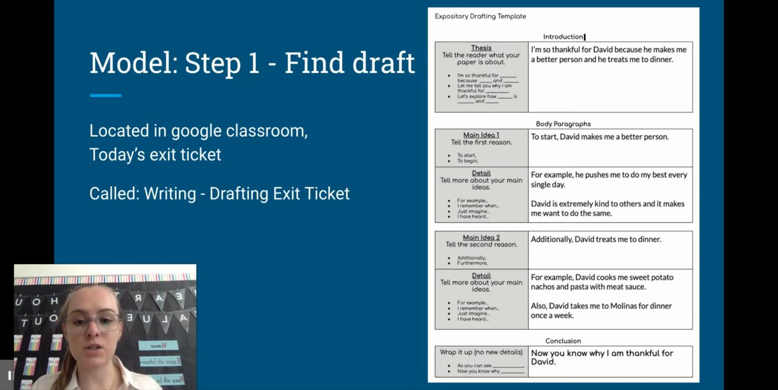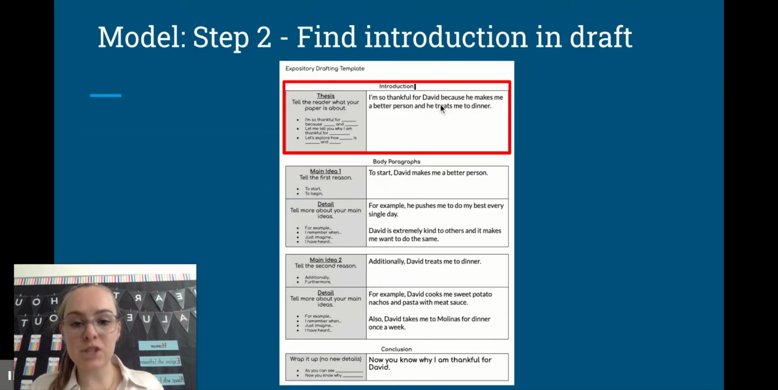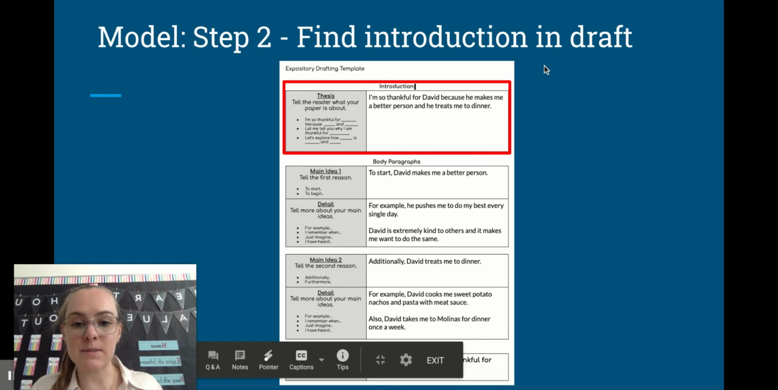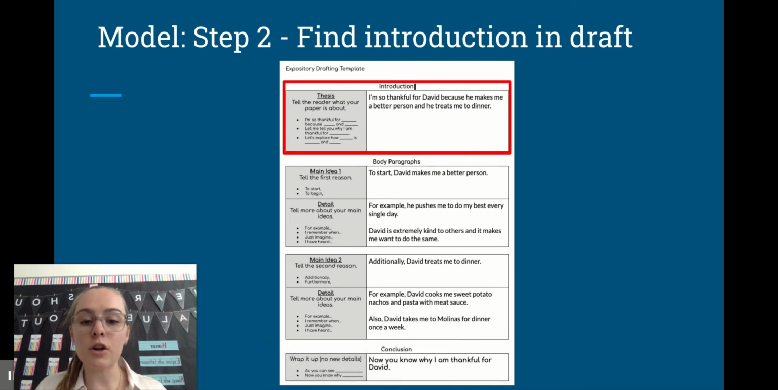Let's move on to step 2. Step 2 is to find the introduction in your draft. So now that I have my draft open, now we specifically want to find the introduction. What do we want to find, friends? We need to look for the introduction. We know that the introduction is at the very beginning of your draft. It is the very first thing that you're writing in your draft. And that included the thesis that we wrote, that we drafted together. So this concludes step 2.